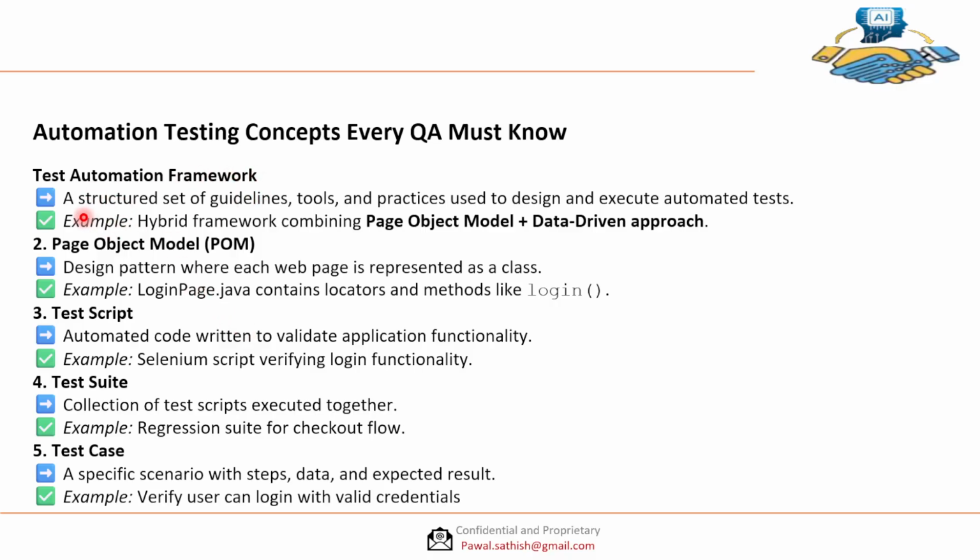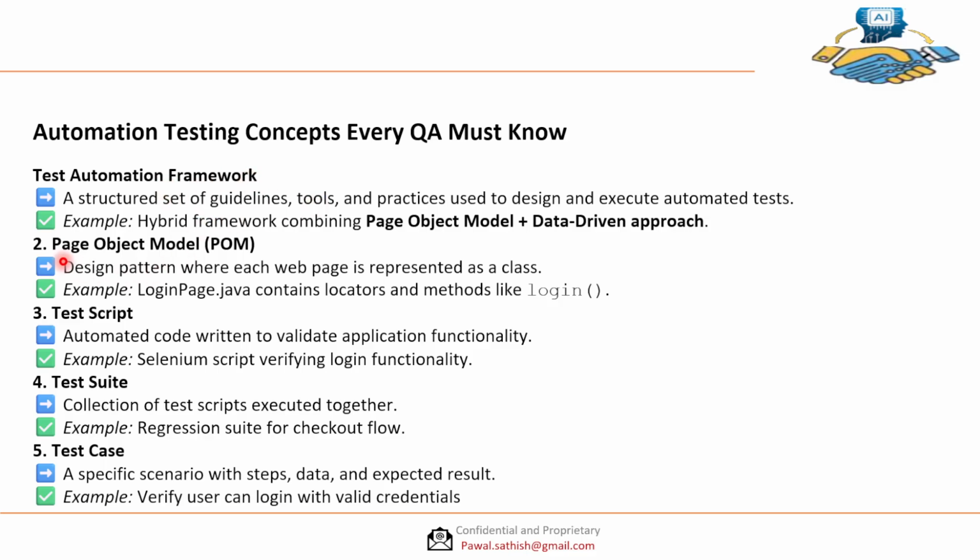A test automation framework is a structured set of guidelines, tools, and best practices used to design and execute automated test scripts. Again, this test automation framework varies from company to company. For example, if we are using a hybrid framework, then the framework is nothing but the combination of the page object model plus data driven approach. It depends on the company.